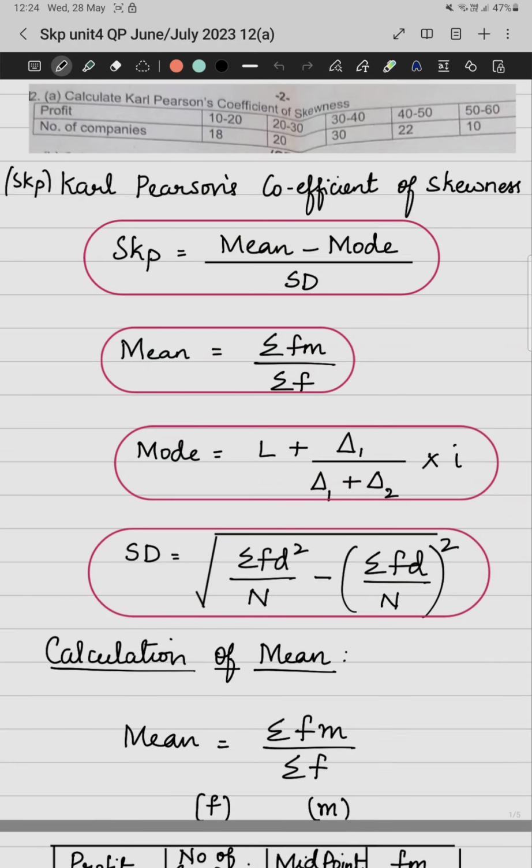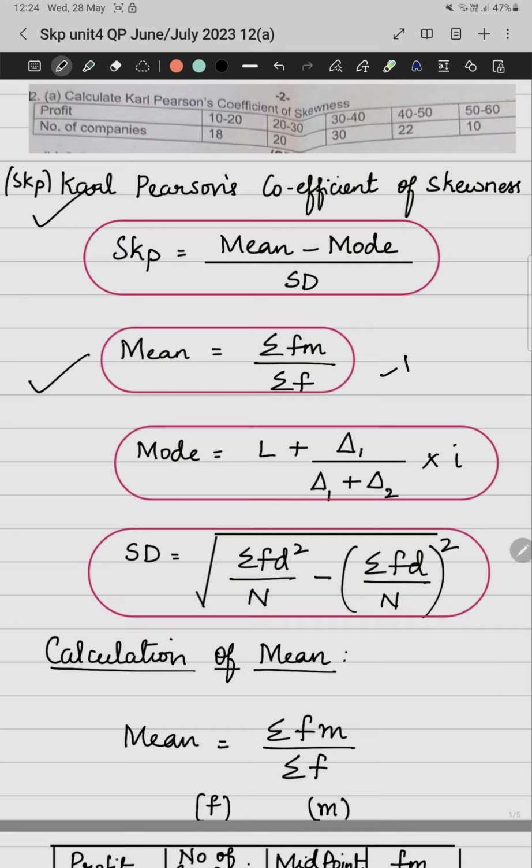Hello everybody, today we are going to solve a question paper problem, Karl Pearson's coefficient of skewness, question number 12A, June-July 2023 question paper, Osmania University. Karl Pearson's coefficient of skewness formula, SKP is equal to mean minus mode divided by standard deviation. The mean formula for a continuous series is summation fm divided by summation f.